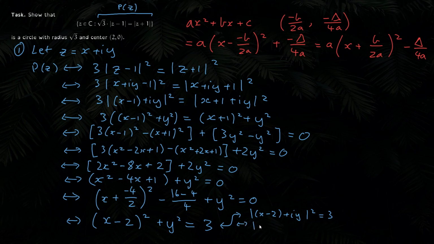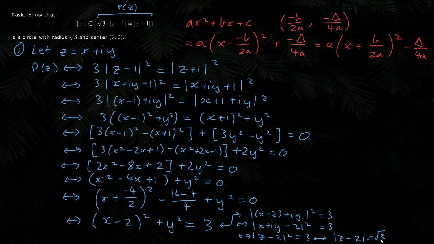So on the next line, we can get the x plus iy together. And of course, we started off by letting z equal x plus iy. So we just put that in here. And this is a pretty good answer. If you want, you can go one more step and just take the square root of both sides.